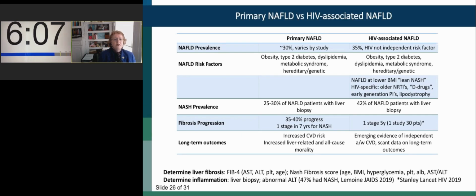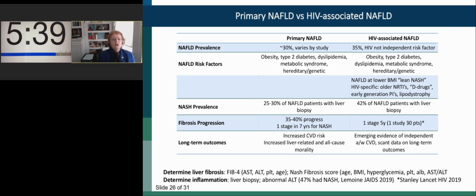The prevalence is about 30%, as I told you, but varies by study. And in HIV, there are a number of studies and meta-analyses that show it's around 35%. There's a recent study from Canada in a large population saying it was 50%. The risk factors are the same: obesity, type 2 diabetes, dyslipidemia, metabolic syndrome, hereditary, genetic.